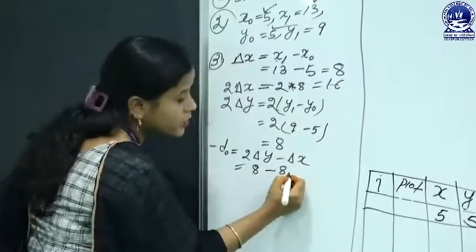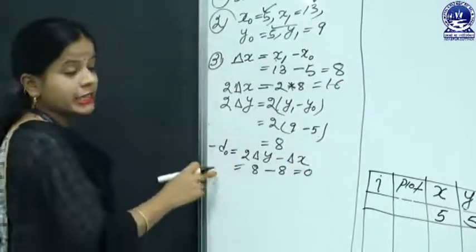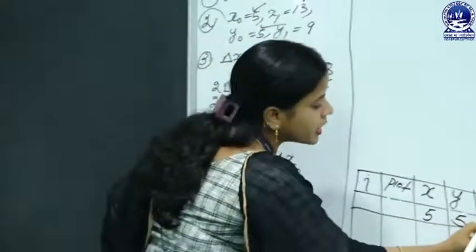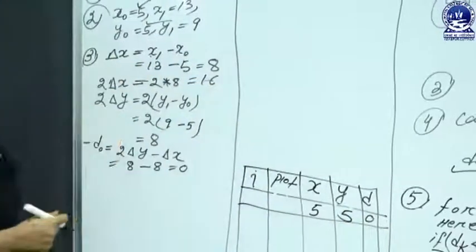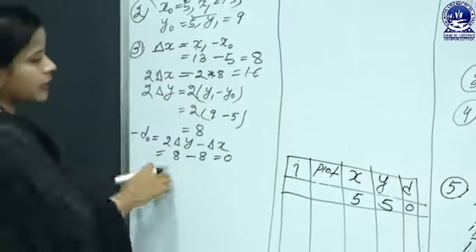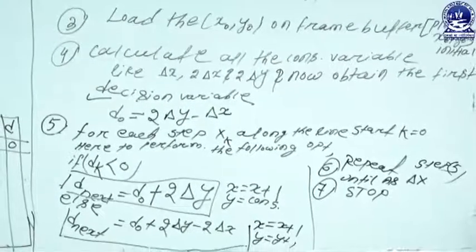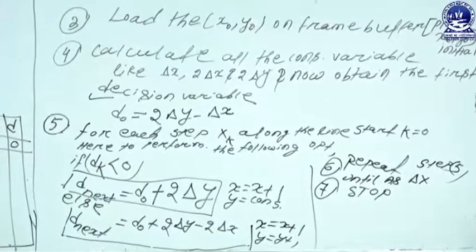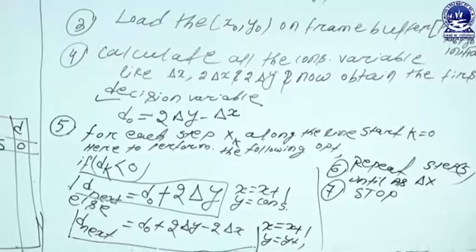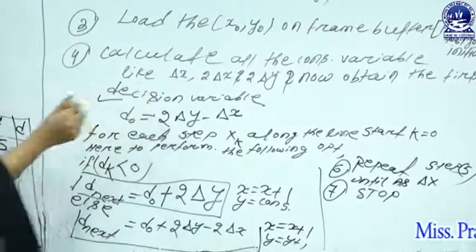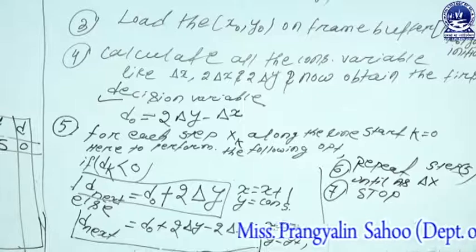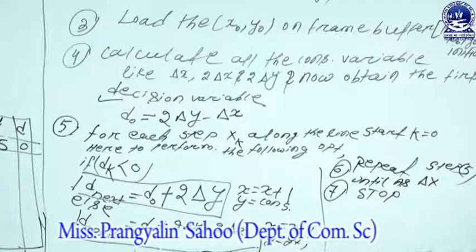That means 8 minus 8, that's your 0. So in the initial case, the first decision variable to be detected, that given value is 0. Okay. Now goes to the next step, that's your step 5. In step 5, for each step xk along the line, starting k equal to 0, perform the following actions.